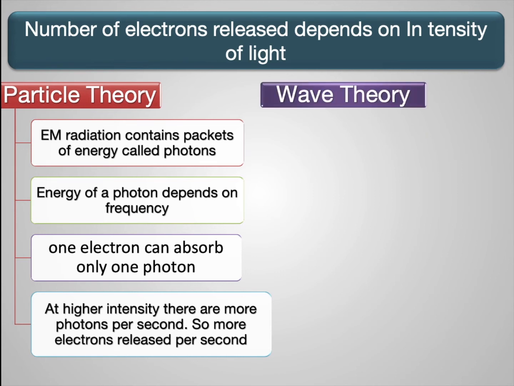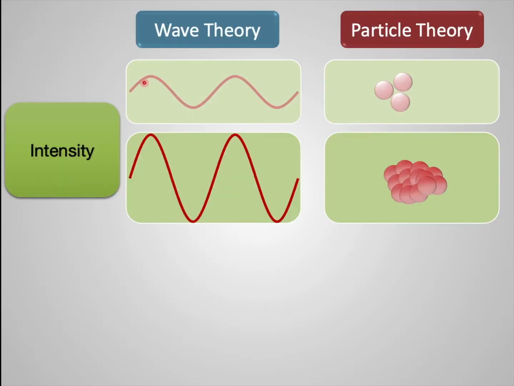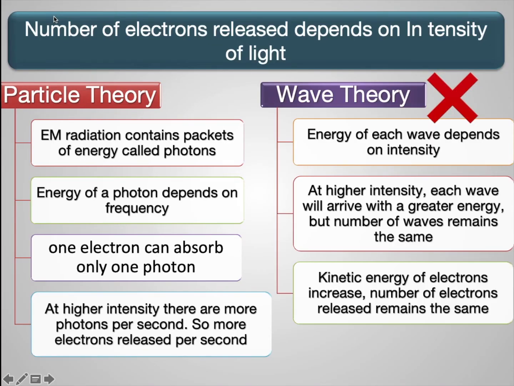But wave theory says an entirely different thing. Already, as you can see, the number doesn't change. What happened is each wave now became bigger. So the wave theory says if you increase the intensity, the kinetic energy of the electron increases, not the number. Each electron will be emitted with a bigger energy because the waves are now bigger. But this is not true. What we observe is more electrons are released, not faster electrons.